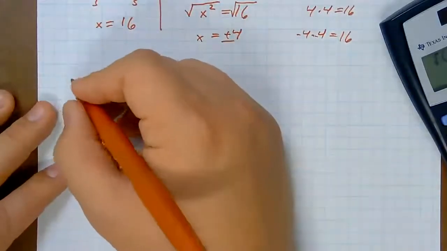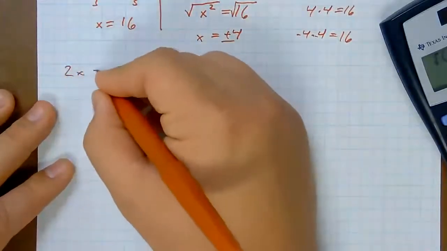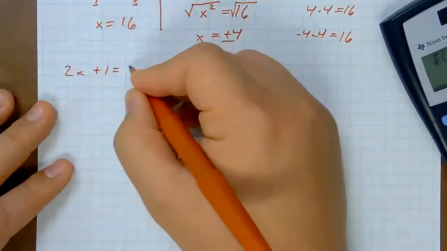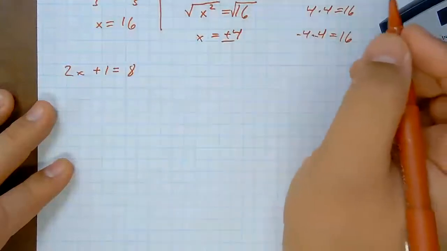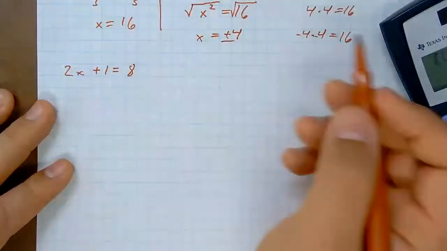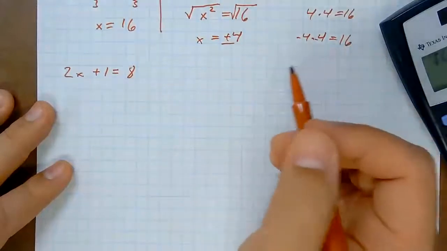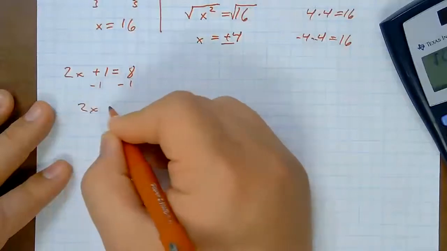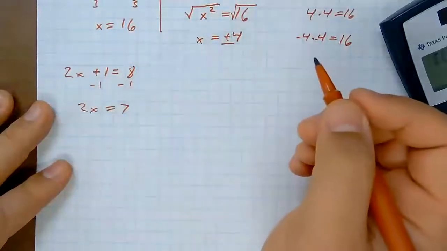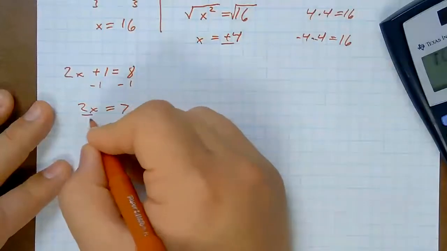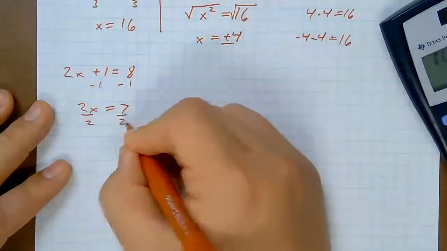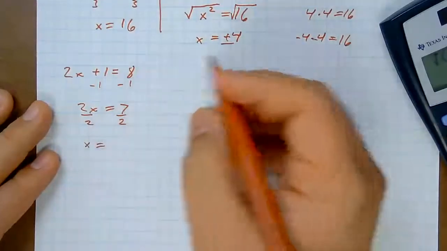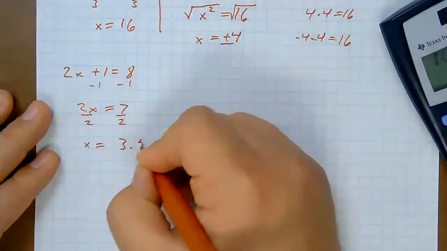Okay, let's take a look at another example. Another pair of examples where we have 2x plus 1 equals 8. Two-step equation, right? We have to undo that addition, minus 1. And we're left with 2x equals 7. And then we divide by 2. So what we're left with is x equals 3.5.